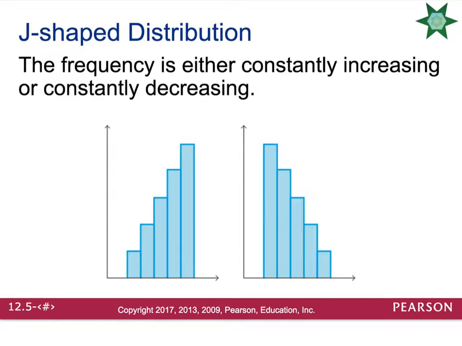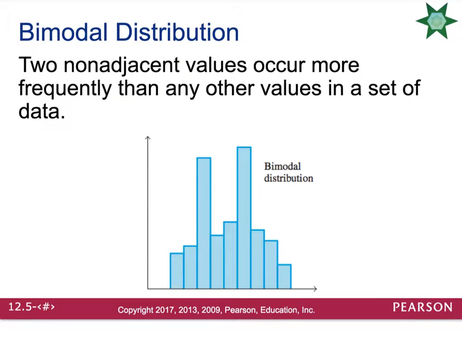You can also get a J-shaped distribution, meaning it is either always increasing or always decreasing. Sometimes you have what's called a bimodal distribution, and when you look at a bimodal, it seems that two sets of data keep coming up over and over again, and notice you get two bumps in the graph. That's considered bimodal.